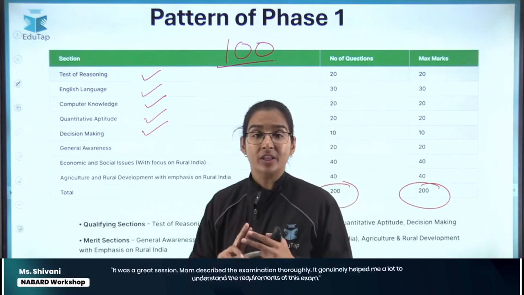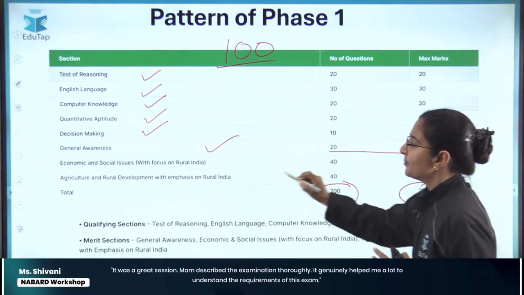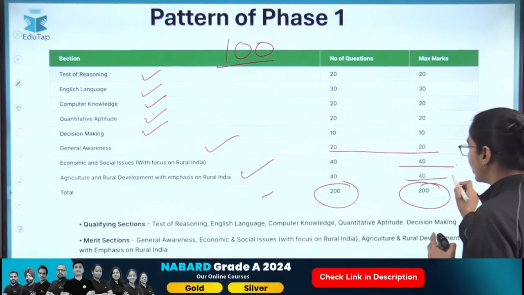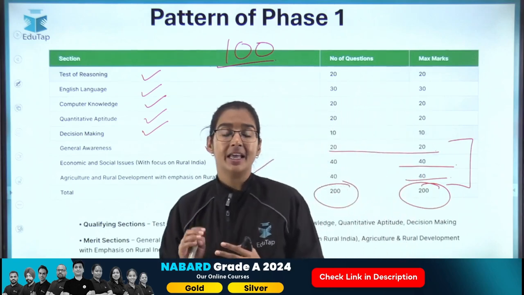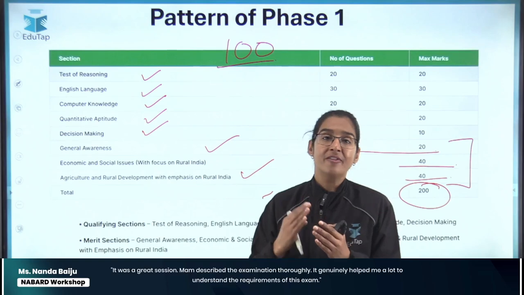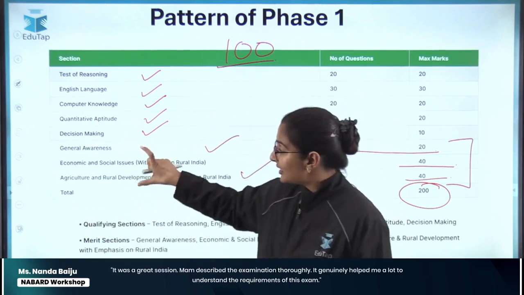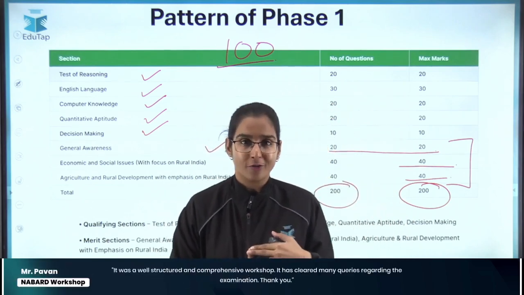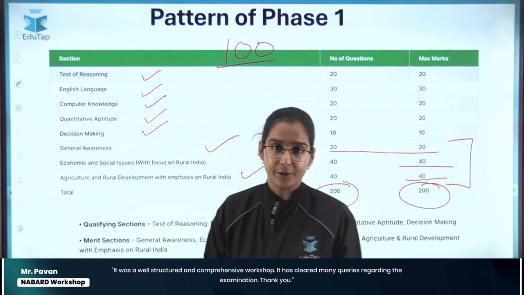Now after this we have 3 more sections. General awareness worth 20 marks, ESI worth 40 marks and ARD worth 40 marks. These 3 components, GA, ESI and ARD, constitute your merit section, and they will determine the merit list or the cutoff for phase 1. So for these subjects, you have to clear the sectional cutoff as well as the overall cutoff, right? I hope with this, the pattern of phase 1 is completely clear to you.